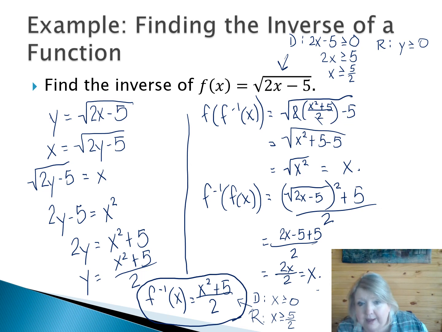So this restriction on the domain is necessary because if I don't have it, what I end up with is something that doesn't work because of the understood positive principal square root.